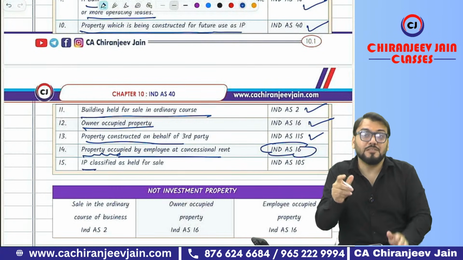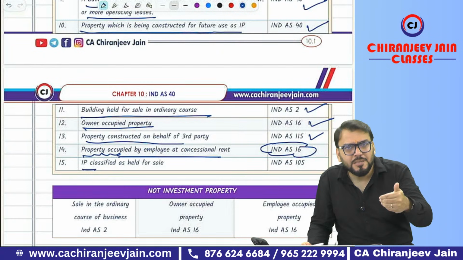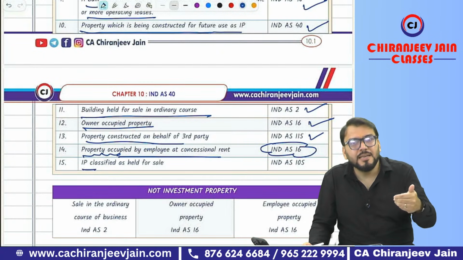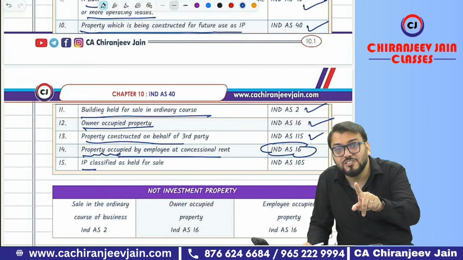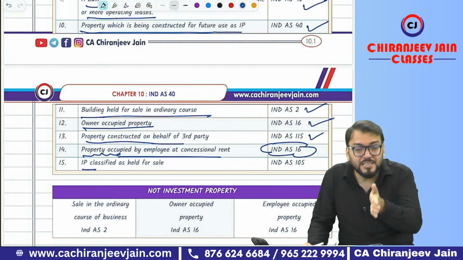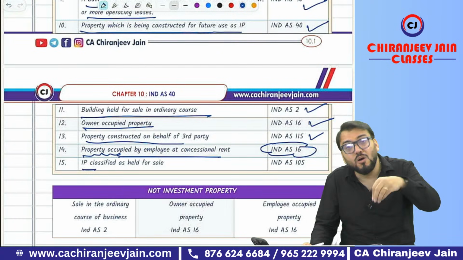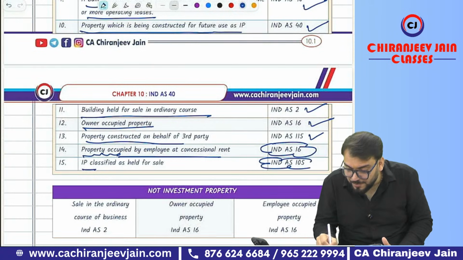Investment property classified as held for sale. When I say PP, investment property, intangible asset classified as held for sale, that is never in ordinary course of business. Initially it was PP, IP, or an intangible asset, now classified as held for sale. Once it becomes held for sale, Ind AS 105 will be attracted.